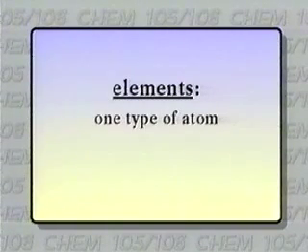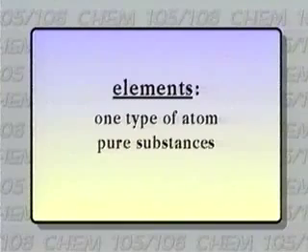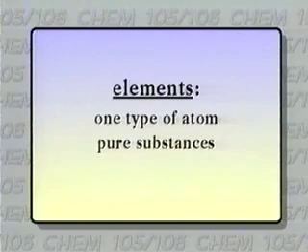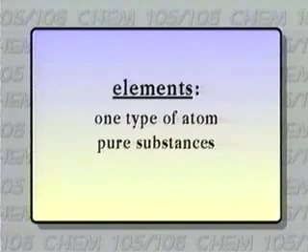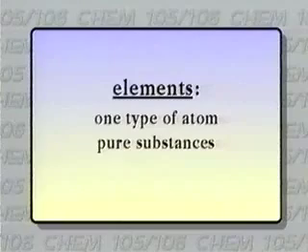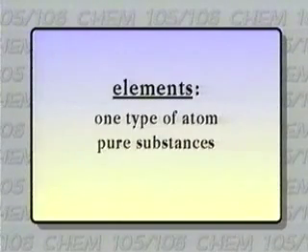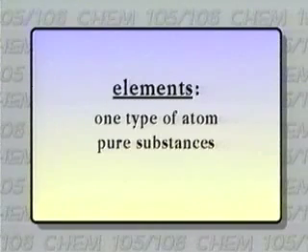Elements are called pure substances. They're pure substances. We can't separate out anything. We don't get different amounts of different materials. It's a pure substance, meaning that they're all the same. Now, when we talk about the atoms and the elements, we then talk about symbols.